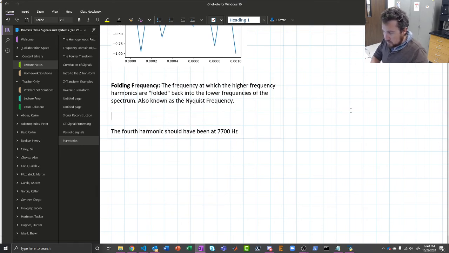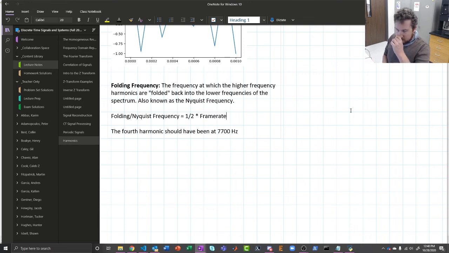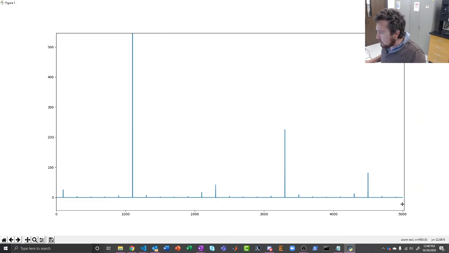And it's always equal to, so the folding frequency, or folding slash Nyquist frequency, is always equal to 1/2 times the frame rate, or the sample frequency. And basically that tells us that you can't go past whatever our frame rate is.